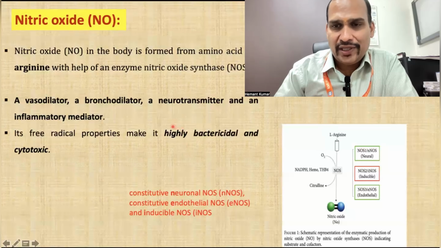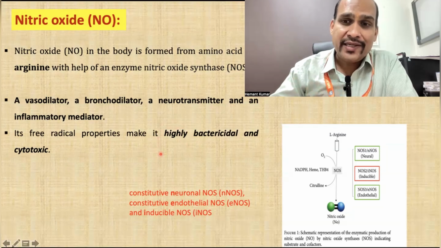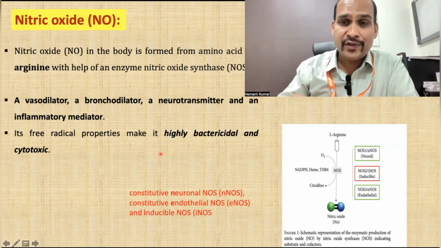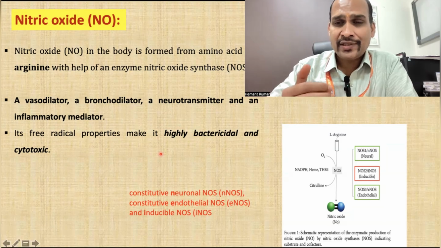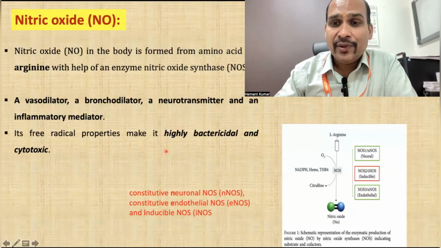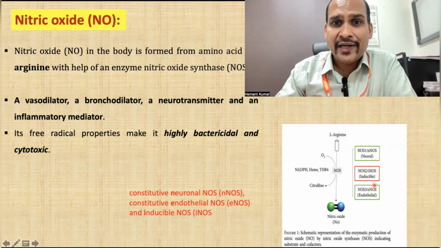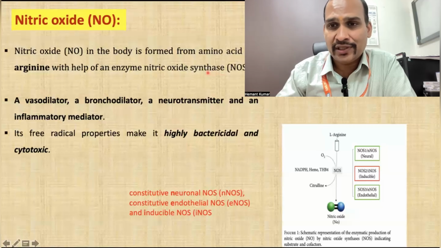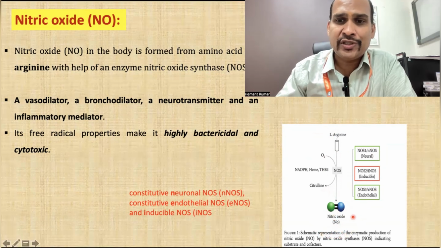Now let's see nitric oxide. Nitric oxide, you must have heard, is a gas. Nitric oxide is there in our body. Normal individuals have traces of nitric oxide. So how is this nitric oxide formed in our body? In our body, there is an amino acid called L-arginine, normally it is there, and one enzyme called nitric oxide synthase, NOS. This enzyme acts on L-arginine and produces nitric oxide. So this is how nitric oxide is produced from L-arginine because of the enzyme nitric oxide synthase.